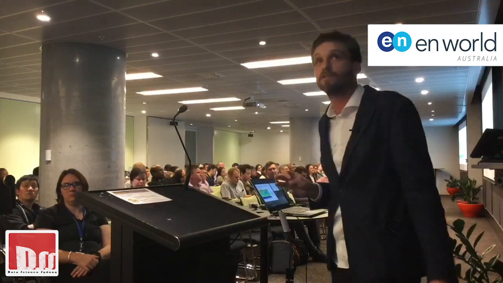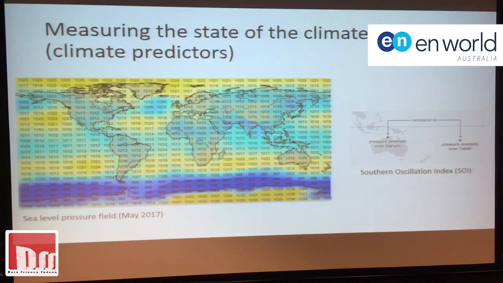I'll start with this idea of measuring the state of the climate. When you work in atmospheric science, this is the sort of data you have at hand: very large gridded data sets. This is showing the sea level pressure, but you have that for a lot of fields. You could have the temperature at different levels in the atmosphere, the wind speed, the relative humidity. The list of variables is very long, and you quickly have a lot of data to play with. The key aspect is what to do with it. How do you summarize this volume of data into something that atmospheric scientists can use?